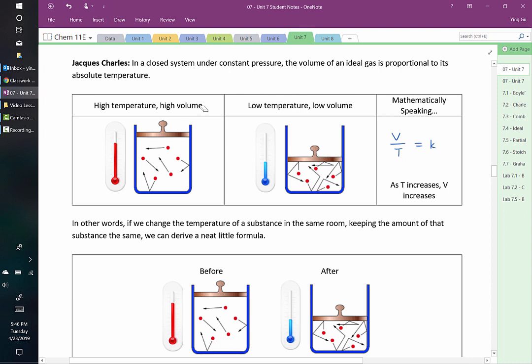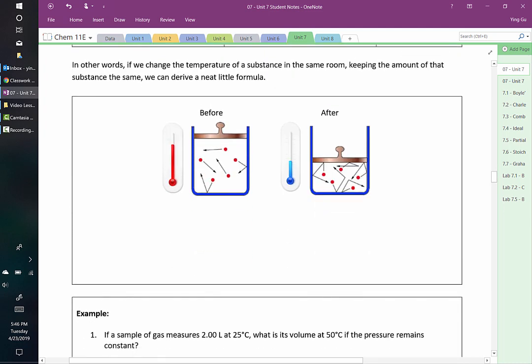Mathematically speaking, if volume divided by temperature is equal to a constant, it should make sense that if you increase one, for example temperature, then to maintain the value of that fraction, volume must also increase proportionally as well. All right. Very similarly to Boyle's law, we can set up a relationship to examine a system before and after a change in either temperature or volume. Here we have the system before.